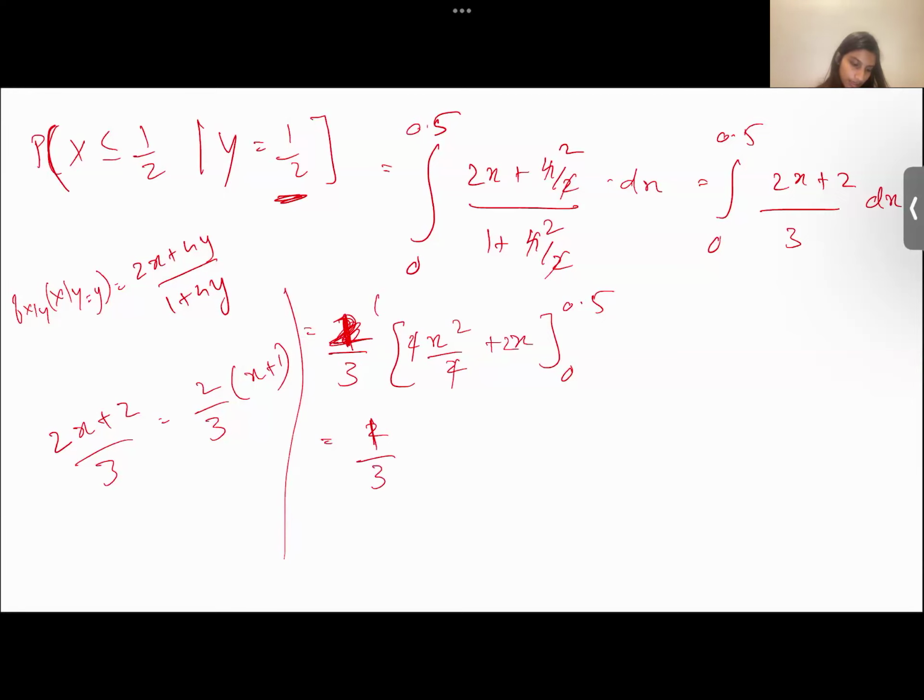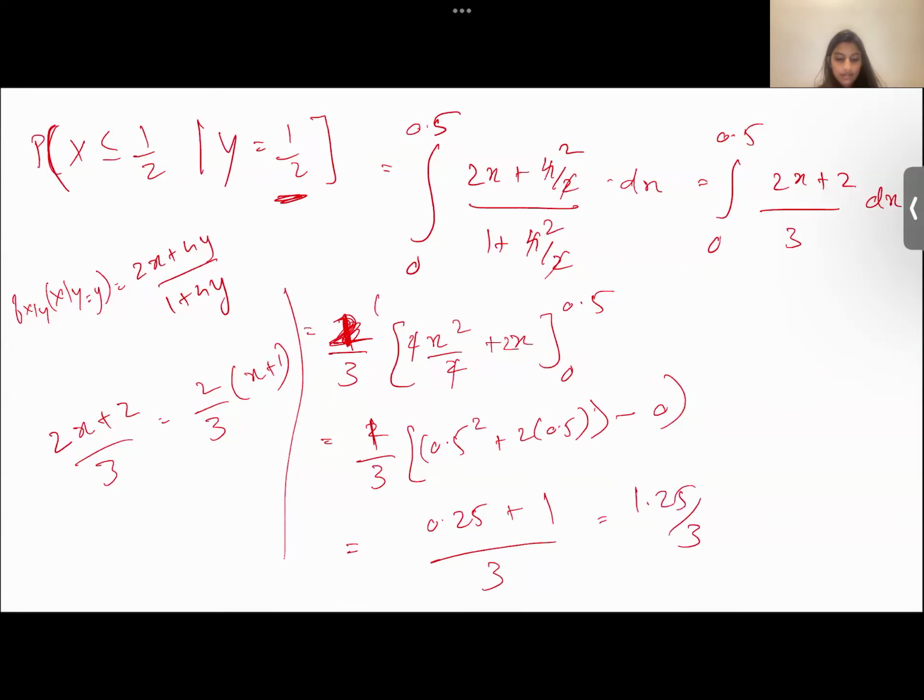So 1 by 3, 0.5 squared plus 2 into 0.5, minus 0. So 0.5 squared is 0.25 plus 2 into 0.5, 1.25 divided by 3. Yeah, you either get this or, instead of keeping it as 0.5, if you had kept 0.2, you apply 0.2 here, you would get a fraction.